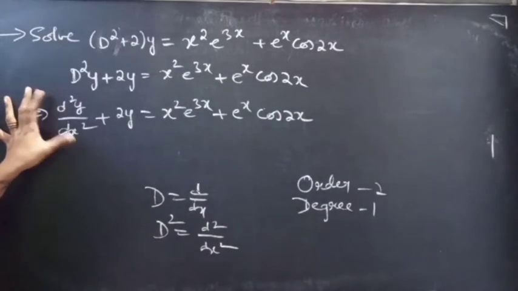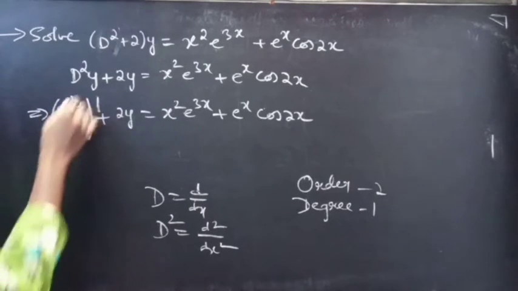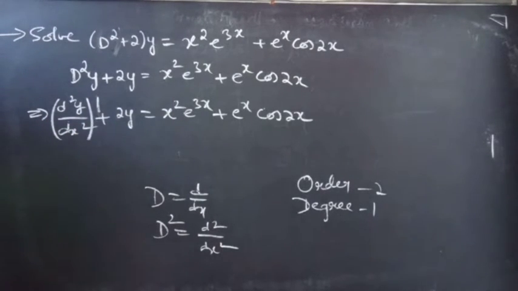Here d square y by dx square is the highest derivative, so the order will be 2. And the highest power of the highest derivative is the degree. Degree is 1. Now coming to the problem.